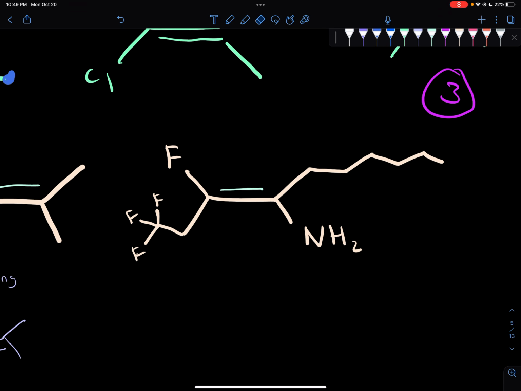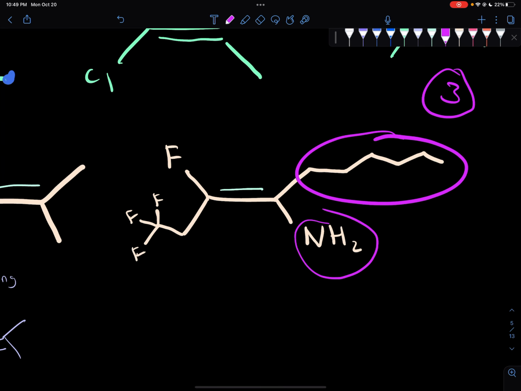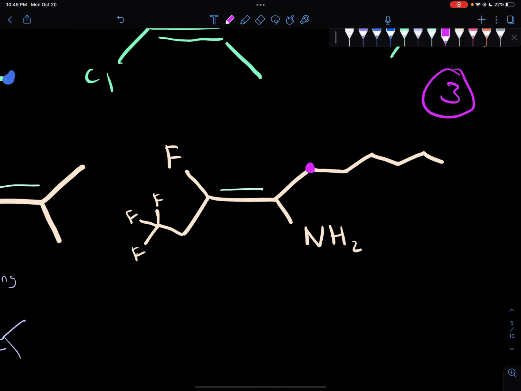What about this one right here? On the right carbon, just look at what you're directly connected to. Yes, this is larger than NH2, but it doesn't matter. Carbon versus nitrogen. Nitrogen is better. It's larger than carbon. So this is our largest priority.